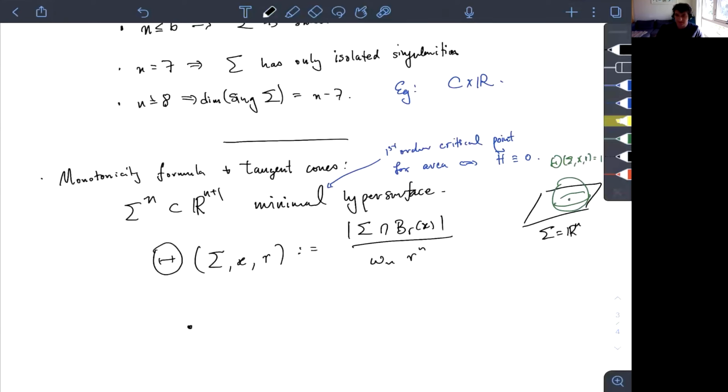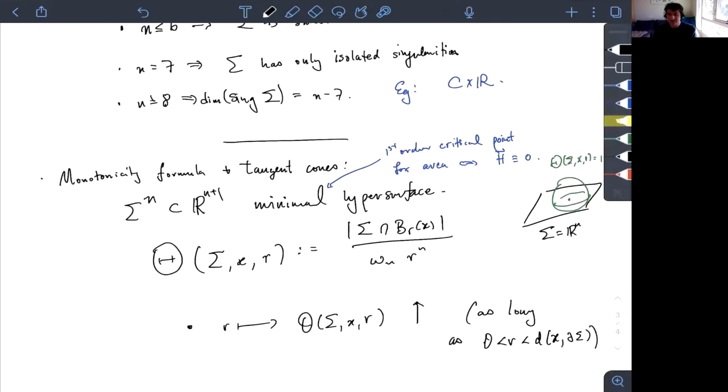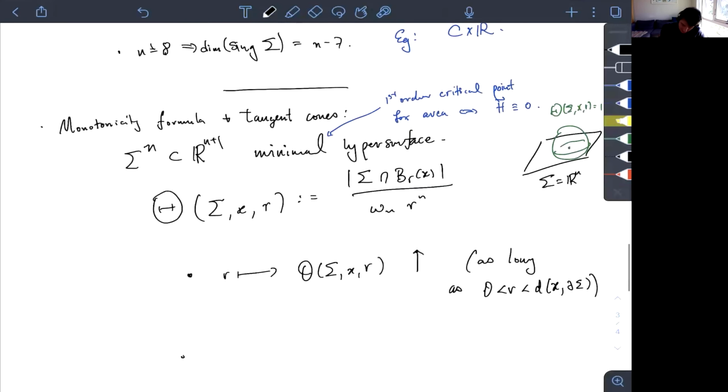All right. So the basic facts about this object are as follows. The map r to theta is non-decreasing. So if sigma has a boundary, you don't want to hit the boundary. But as long as you don't hit the boundary, then this area ratio is non-decreasing.